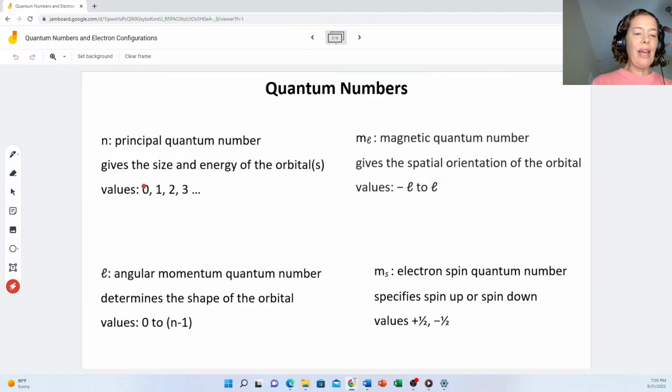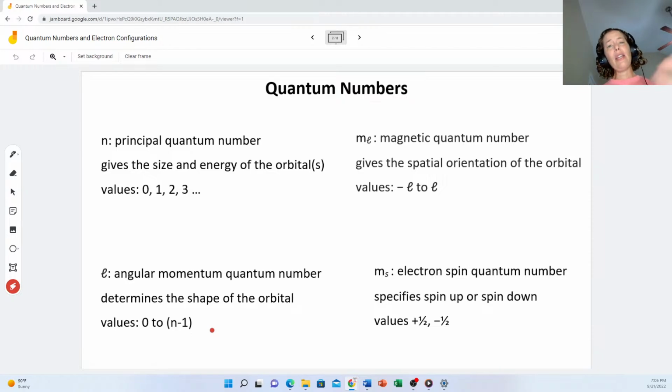Next, we have L, which is our angular momentum quantum number. Now this is tied to n. So our values of L are going to run from 0 to the value of n minus 1. So it depends on what n is to then figure out what your values of L are.